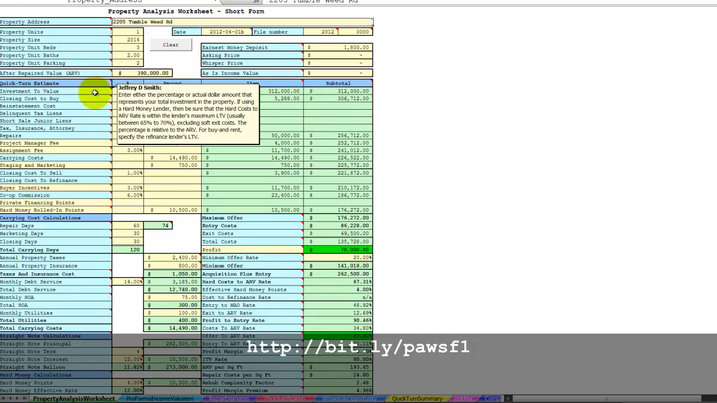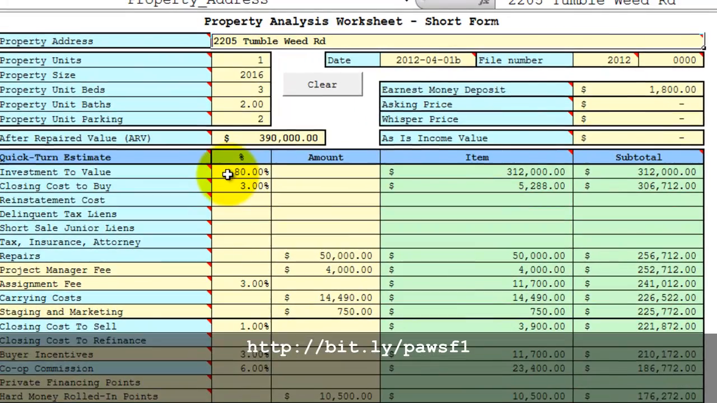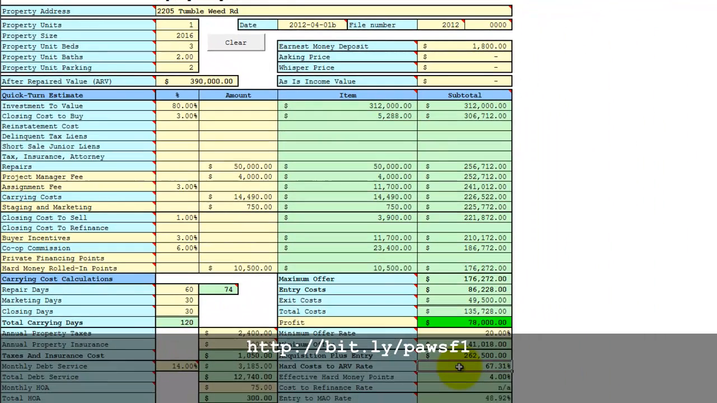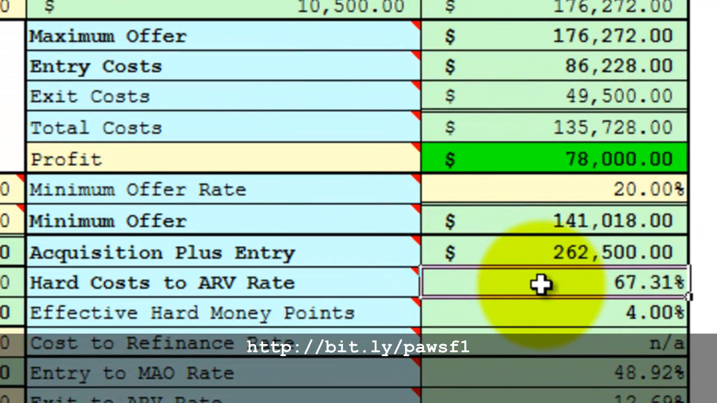I used a very high investment to value, 80%. The hard cost to ARV rate is 67%. That's a little bit high. Usually hard money lenders want 65% max. I know there are some hard money lenders that will loan 100% loan to cost with a loan to ARV of 70%. So this is doable if the ARV is correct and if the other numbers are correct.